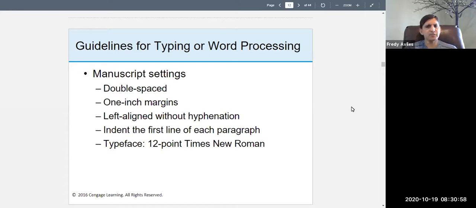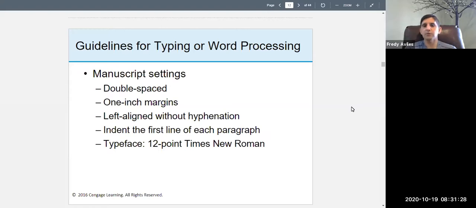Indent the first line of each paragraph, except the abstract, by the way. The abstract has no indent. If you have read any research, you might have seen stuff like that. Actually, I do want to point out there's some older research where the abstract does have an indent. The current rules do not ask for an indent. Do not indent the abstract, but all the other paragraphs in the body of your paper should have an indent.